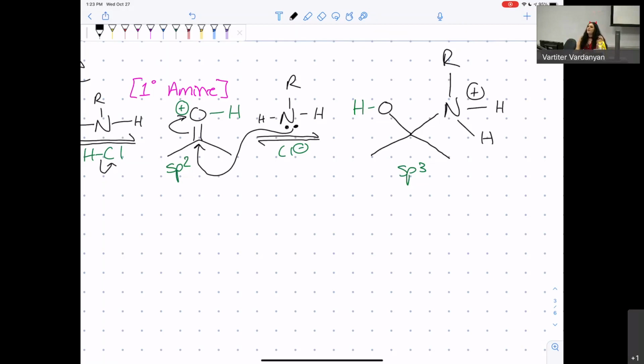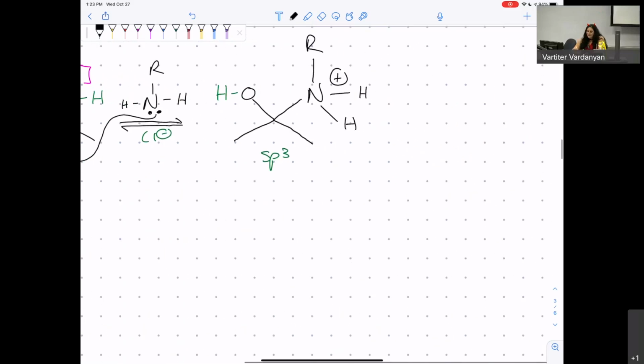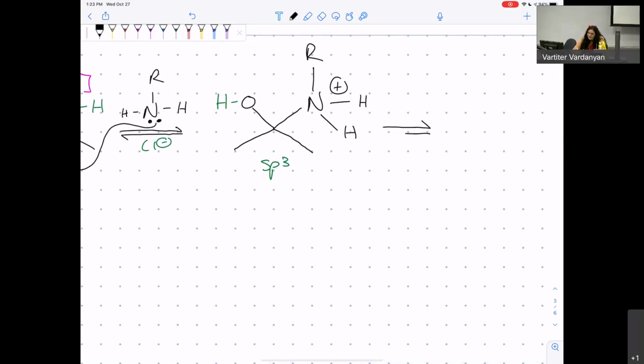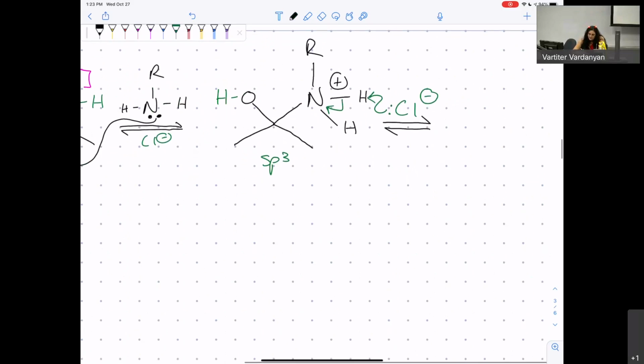So what's the easiest way to get rid of a plus charge? Deprotonate. So what do we have left in solution that could deprotonate? Cl minus. Perfect. So Cl minus is going to deprotonate. That means it's going to steal that hydrogen, bring those electrons back to the nitrogen. So now we have one R group, one H group.